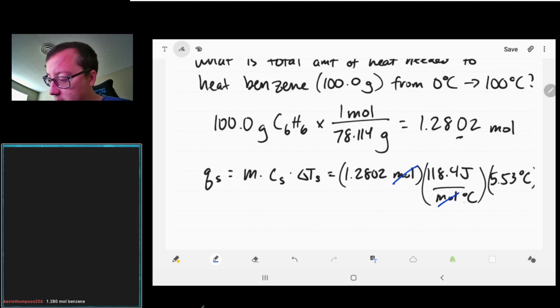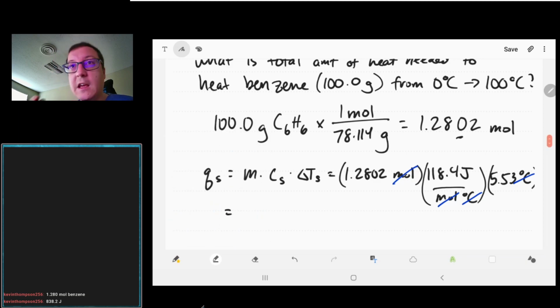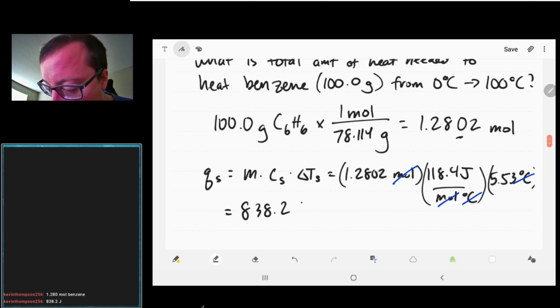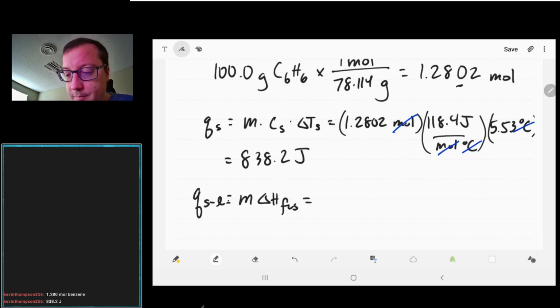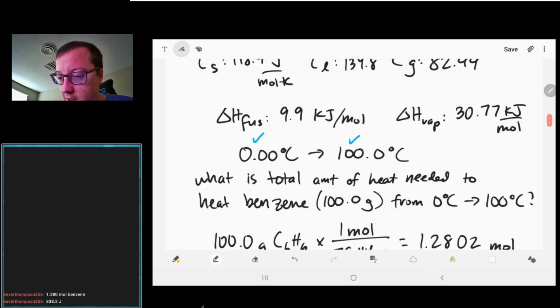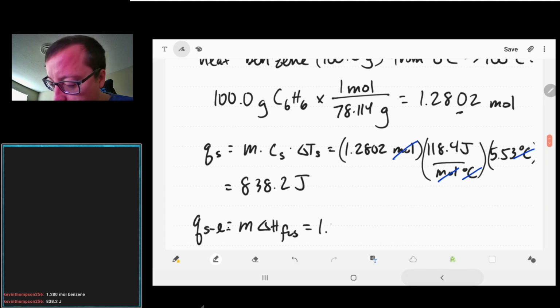Okay, so moles cancels, degrees Celsius cancels, so we have joules left over. Kevin is going to calculate that for us. He's already done it. That's awesome. 838.2 joules. All right, so now we're going to do our solid to liquid transition. That's M times delta H fusion, which is going to be 9.9 times our 1.28.